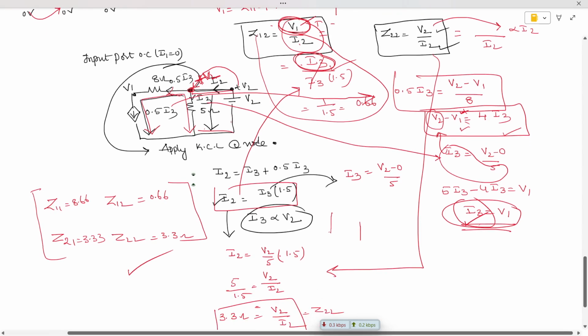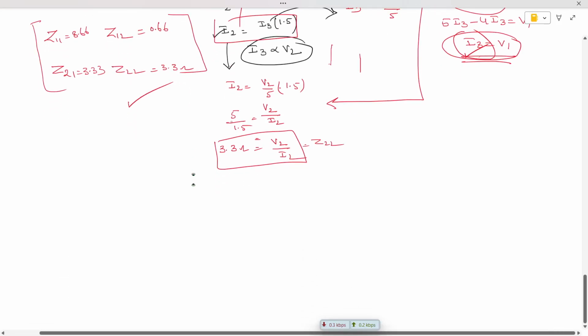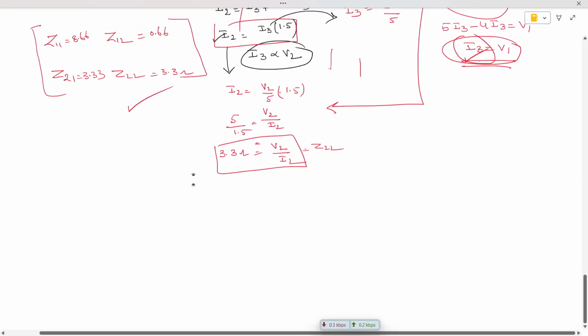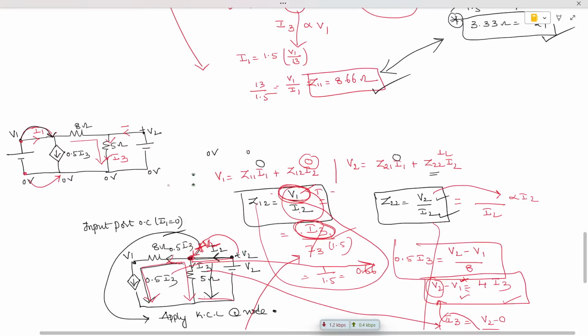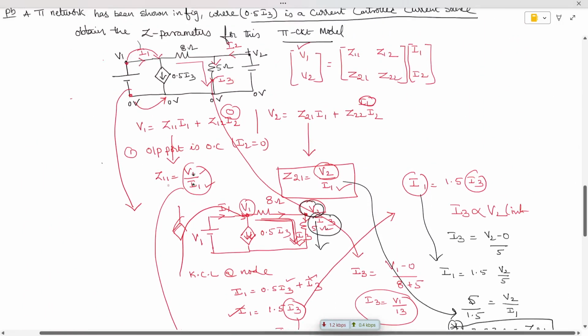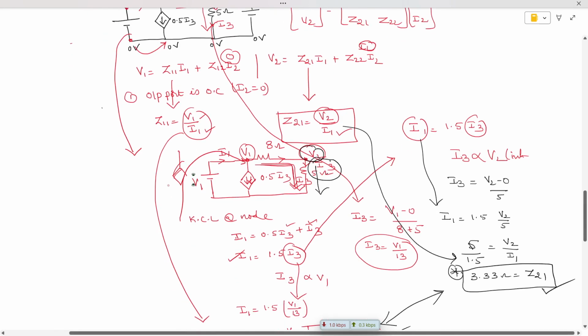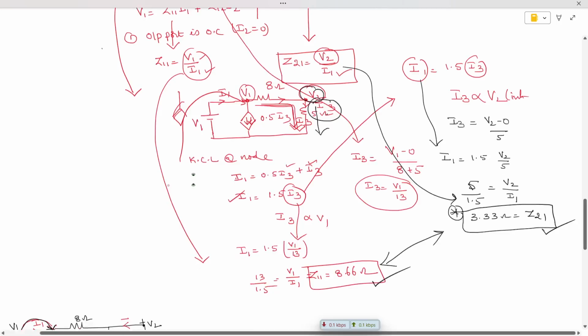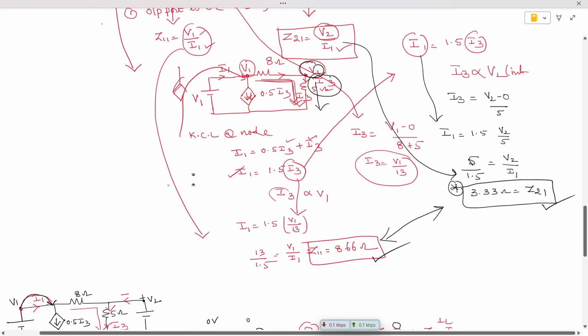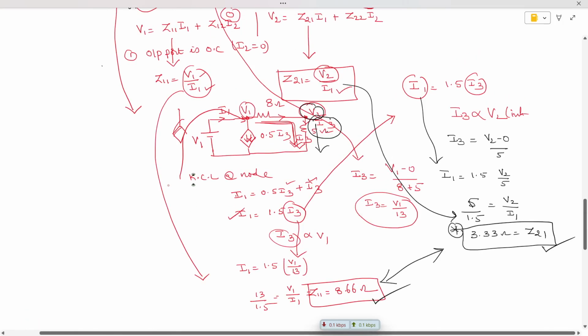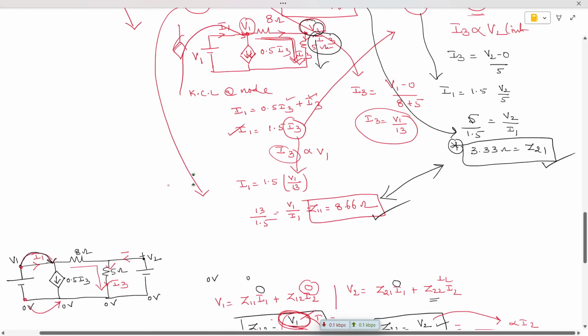These kinds of problems are very important in competitive exams. If you feel the video is useful, you can revise the session once again. On the output side we are making it open and we are finding the parameters as V1 by I1. In order to find it, we applied KCL and expressed the current. There should not be any current I3 or anything else. Everything should be in terms of V1 and I1. The same equation I took, and there should not be I3, so I expressed I3 in terms of V2.